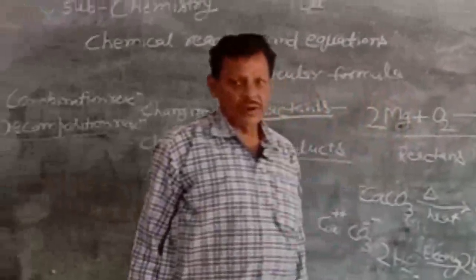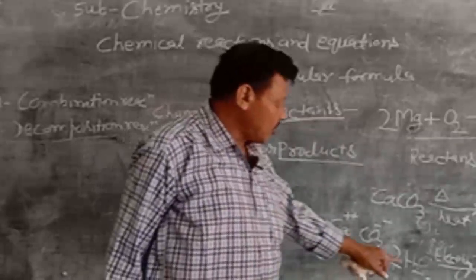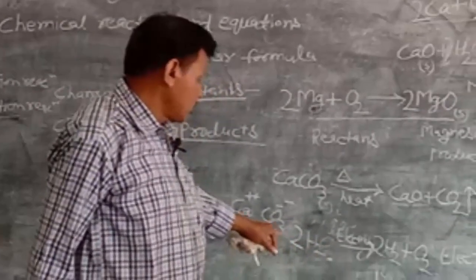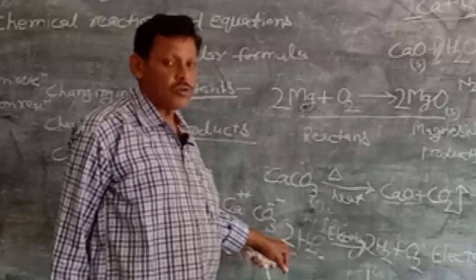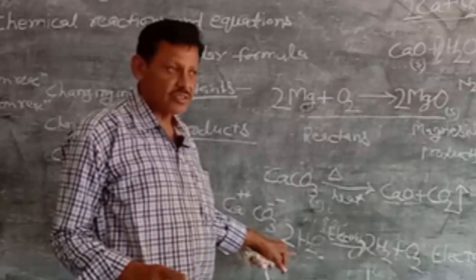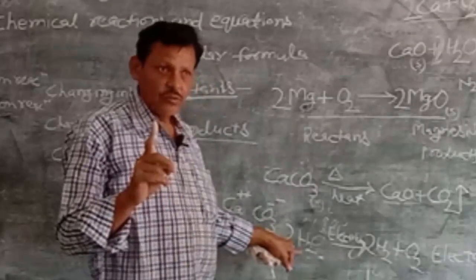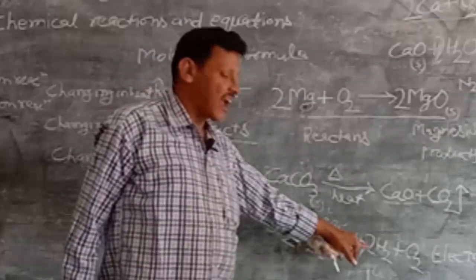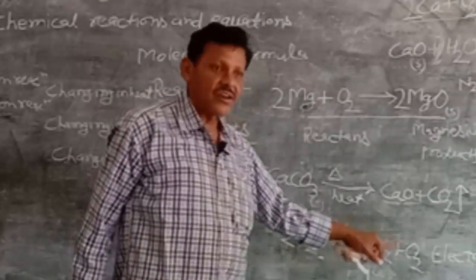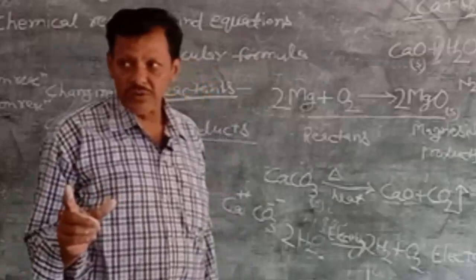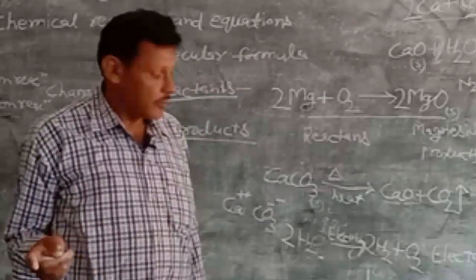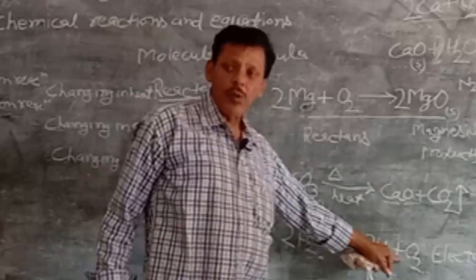Electrolysis of water is an example of a decomposition reaction. Why is it called a decomposition reaction? The reactant is single, water, but the products are 2 gases, hydrogen and oxygen. The volume of hydrogen gas is double and the volume of oxygen gas is half of hydrogen.